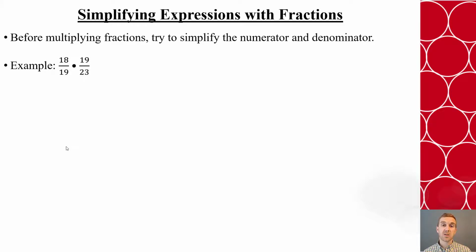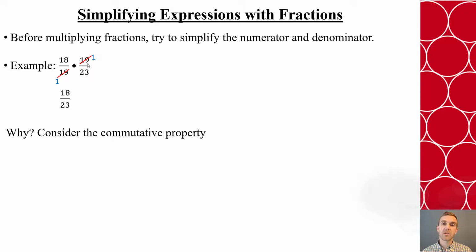Separately, the fractions are in simplified form, but now I'm multiplying them together, and I can see that I have 19 over 19. These simplify to 1. This leaves me with a simplified fraction of 18 23rds. Now you may be asking, how is this possible?